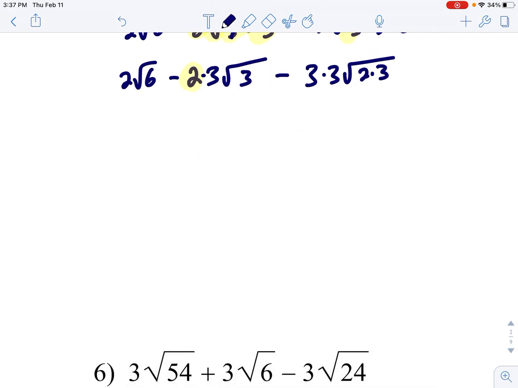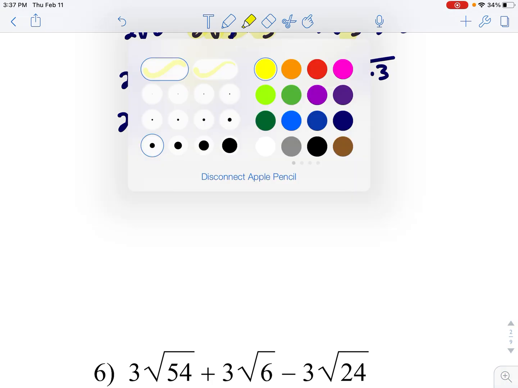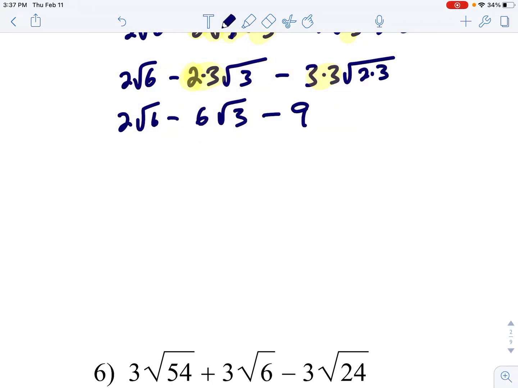So now what? Well, let's look at what we got. We have 2 square root of 6 minus 2 times 3 is 6 square root of 3 minus 3 times 3 is 9 square root of 2 times 3 is 6.